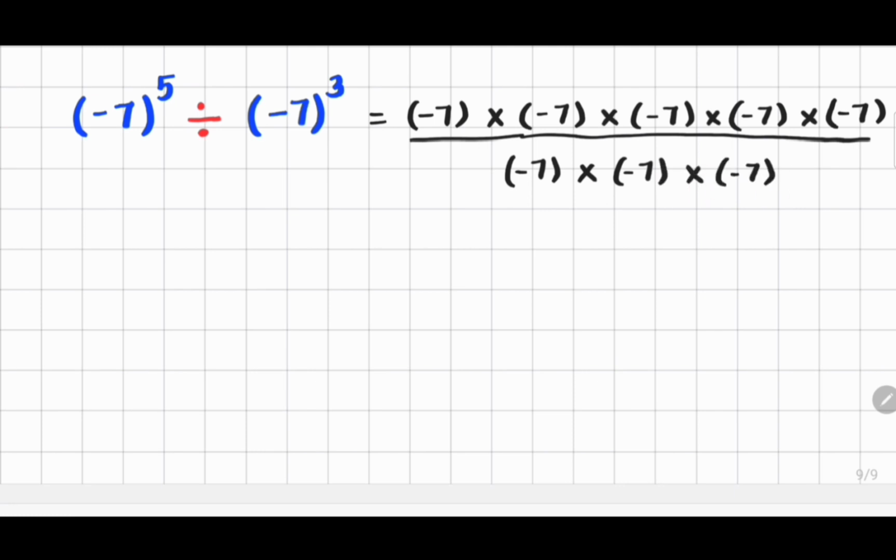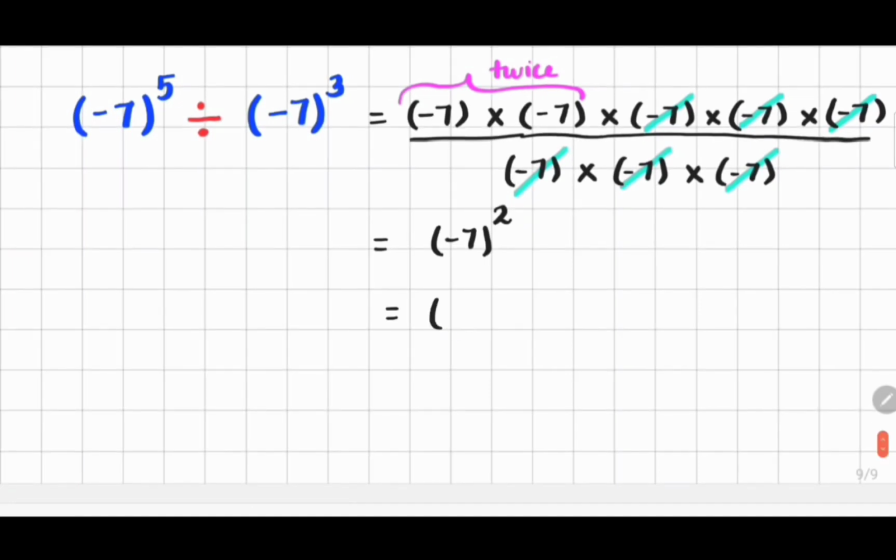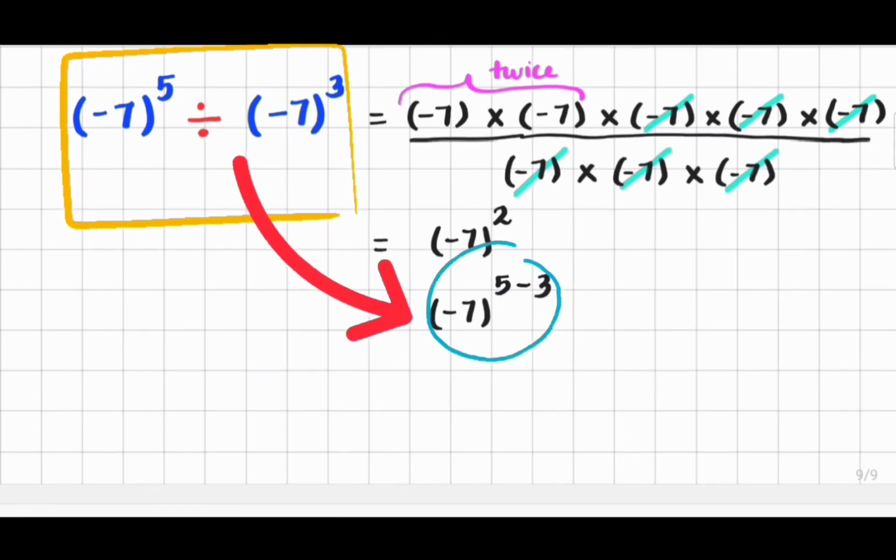We can strike out the same numerators and the same denominators when there are multiplications between the numbers. So we can strike out 3 minus 7's in the denominator and 3 minus 7's in the numerator. So the leftover is 2 minus 7's. We can write this in exponential form as minus 7 whole power 2. We can write this 2 as 5 minus 3. So we can write this as this.